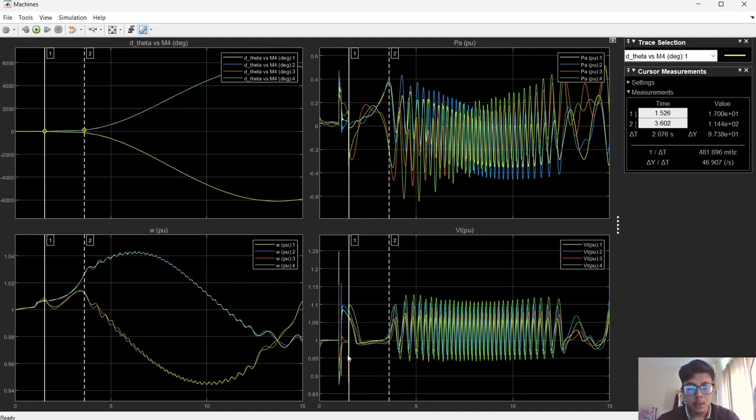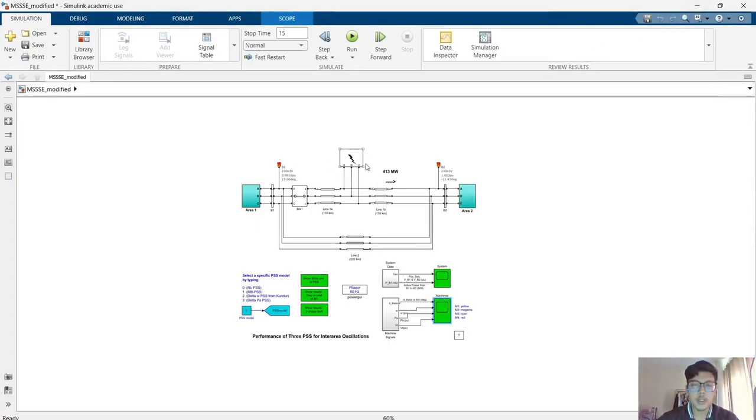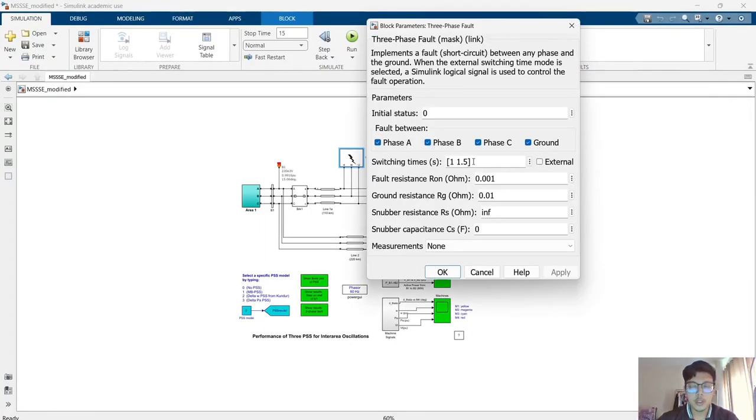So this is the fault time that we entered in the 3-phase fault, which is 1.5, and this is the critical clearing time before it becomes unstable, which is 2.076 at phase angle 1.144, E power of 2. For the next value, just repeat the process but change the value here to 2.5. That's all from me. Thank you.